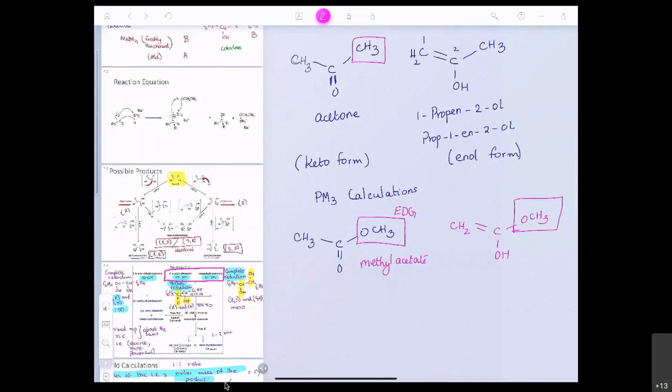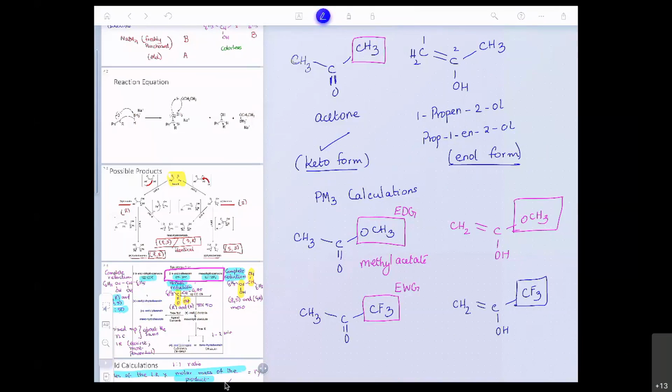Then the other thing I've done is the trifluoroacetate. I've taken that CH3 and replaced it with CF3. Now this CF3 is not an electron donating group, it's an electron withdrawing group. That's all it is, okay? I also have the enol form of that. So your comment is going to be: which is going to become more stable, ketone or enol? In this case, the ketone form is more stable. If you have an electron donating group, which one is going to be more stable, the keto or the enol form? Electron withdrawing group, which one is going to be more stable, keto or enol?